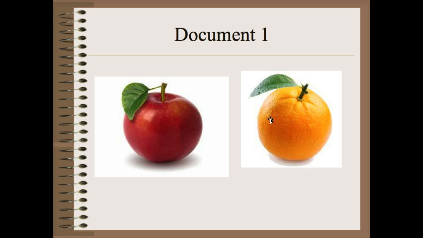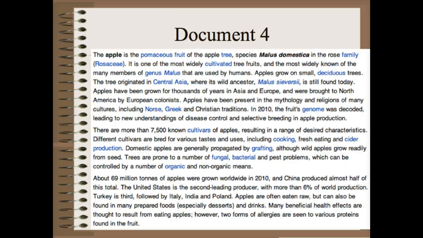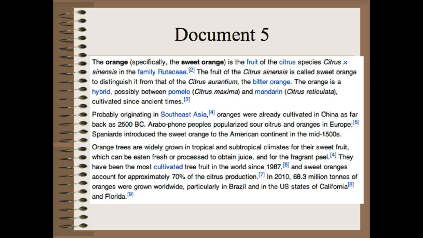And then my third point was talking about uses, and I was talking about I think nutritional value too. So you can use documents 2 and 3 to support that. Documents 4 and 5 will also talk about some of the different uses for cider and pie and everything else for apples, and juice and marmalade for oranges. Right, so that's how you, generically speaking, use documents as evidence to support your thesis statement.